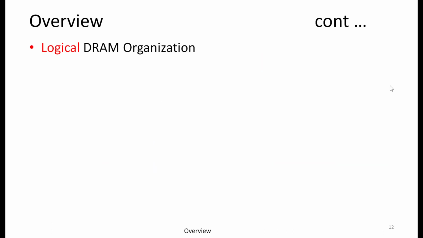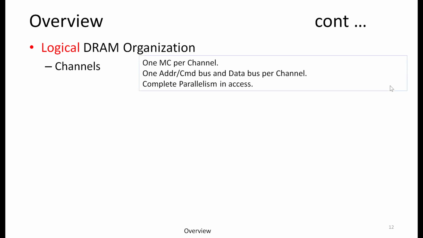If you look at how the DRAM is logically organized, we have channels. Each memory controller has a channel, and each channel has its own dedicated address and command bus and the data bus. And if we have multiple channels connected to our processor chip, all these channels can be accessed in parallel. There is complete parallelism. The channels are split into ranks.